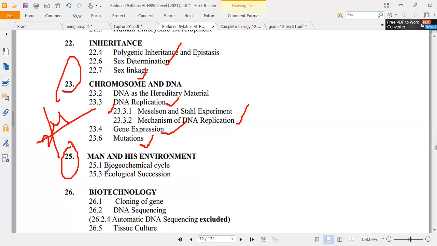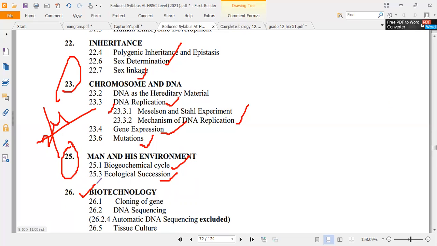In human, a man and his environment, biological, chemical, biogeochemical cycle. We'll start this chapter. We'll just take an introduction of this chapter. That is biogeochemical cycle. That is included, in that the water cycle and nitrogen cycle only. And the next all topics are excluded except this topic, that is ecological succession. That is included. Trophic levels and energy flow, these are all excluded from that.